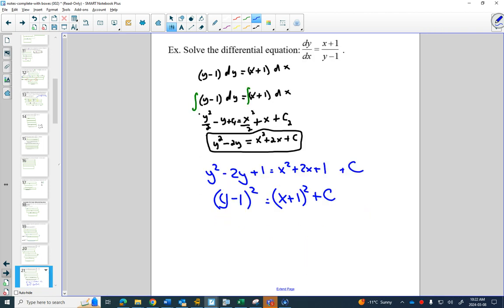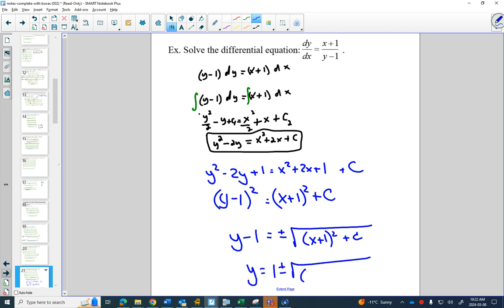So if I wanted to get y by itself, I could square root both sides and get y minus 1 equals plus or minus the square root of x plus 1 squared plus c. And then to get y by itself, that would be an explicit equation. So again, that completing the square that we thought we could get rid of comes back again. Okay, so 3 more for you to try.